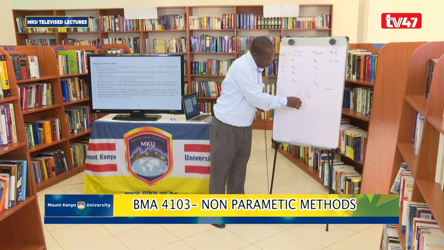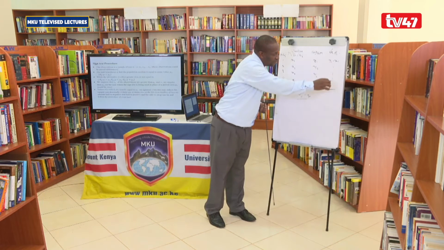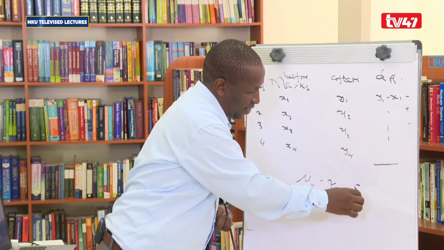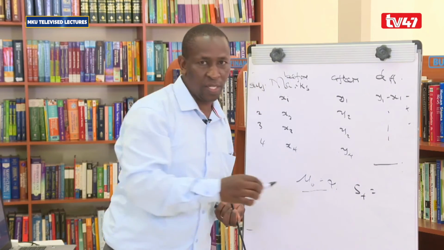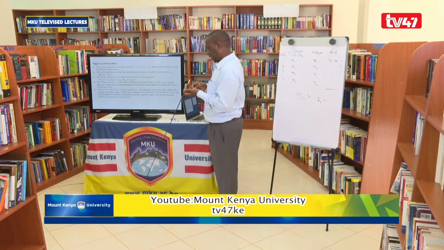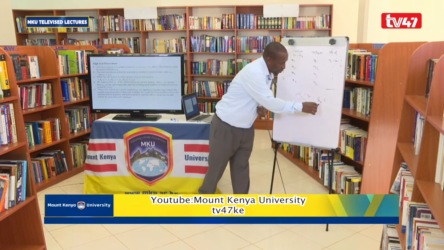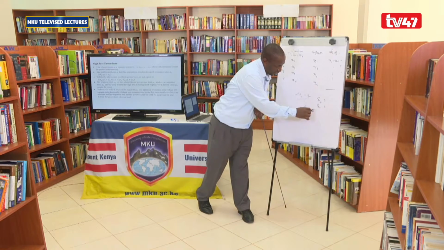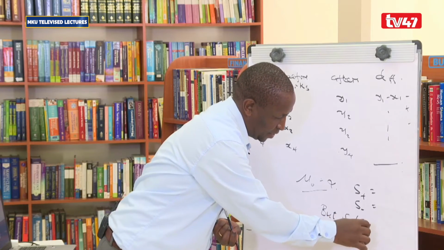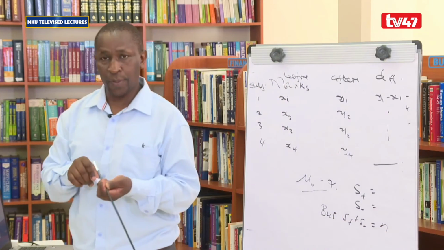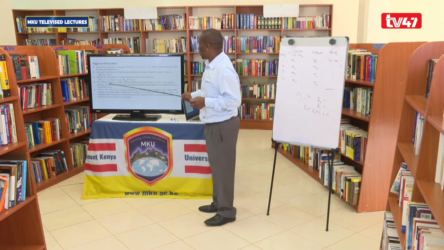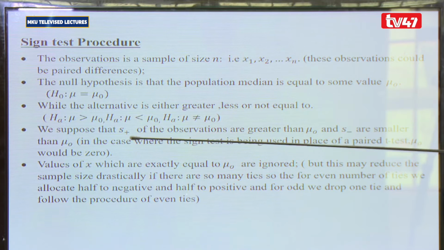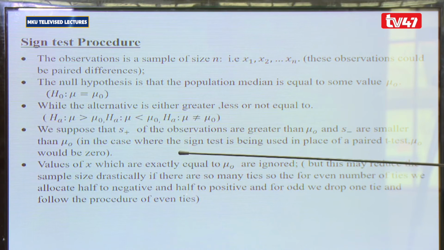So if this is our median, then every score, the differences will have a minus or a plus sign, and we shall have S plus observations with a plus and others with S minus. But generally, the S plus and S minus should be equal to the sample size that we are dealing with. Now, suppose the S plus observations are greater than mu naught and S minus are smaller than mu naught.